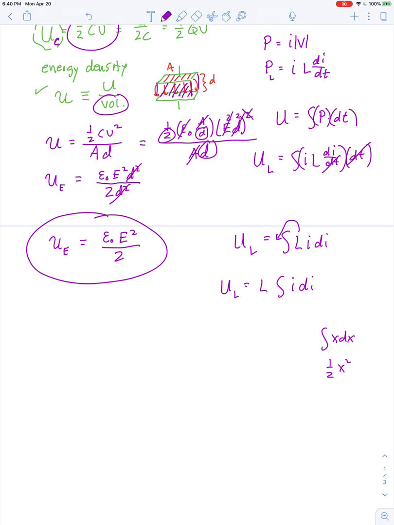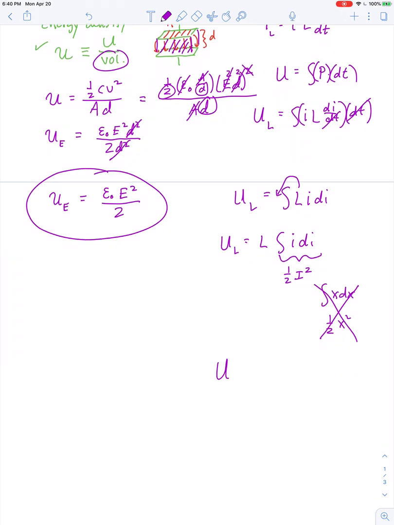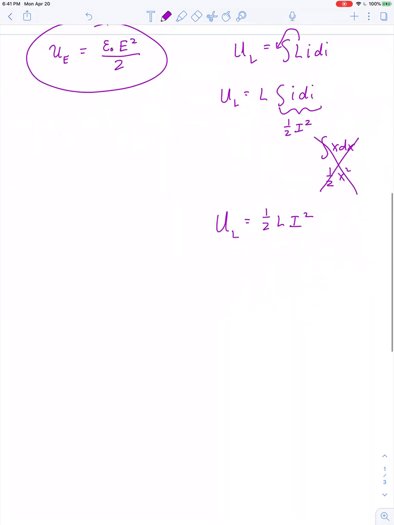1/2 x squared. So I think the integral of I di is 1/2 I squared. So that's it. The energy of an inductor is 1/2 Li squared. Hey, wait a minute. This is really interesting.